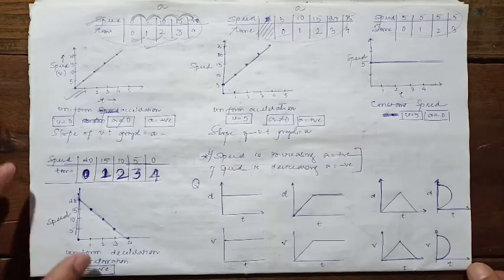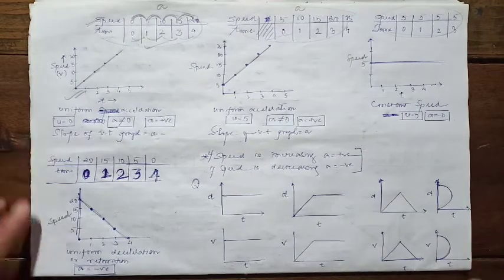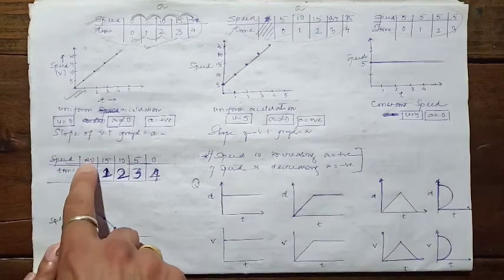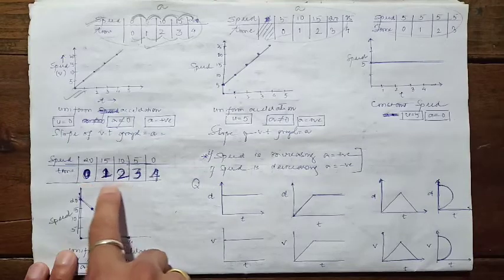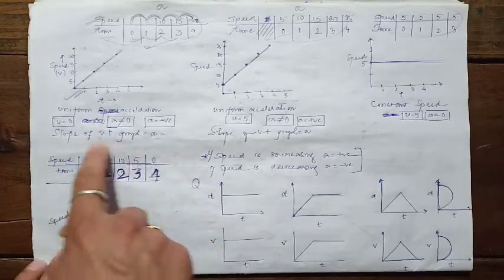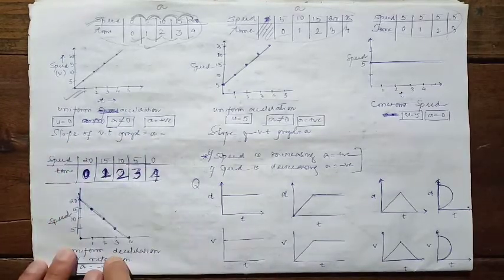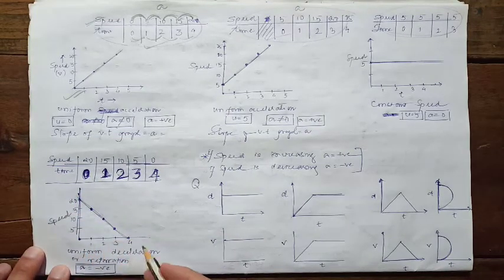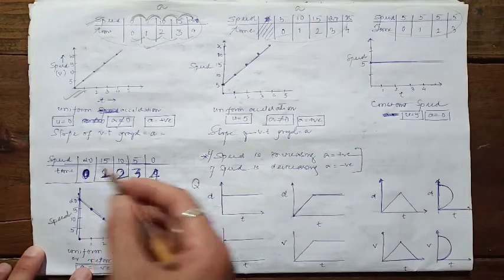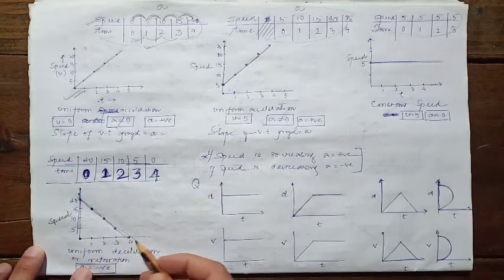Now let's see, students, one more case. This is the fourth case we have, where speed is 20, 15, 10, 5, 0. The speed is decreasing, students. As the time is passing, 0, 1, 2, 3, 4, the speed is decreasing. Let's try and plot this graph. Along the vertical axis we have plotted speed, and on the horizontal axis we have the time. If I plot this graph, we'll get a graph like this.